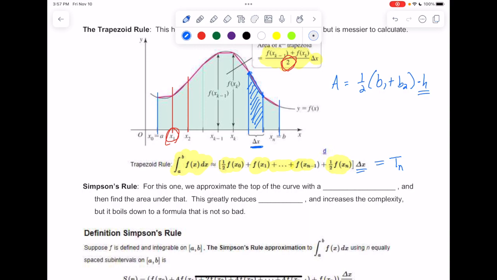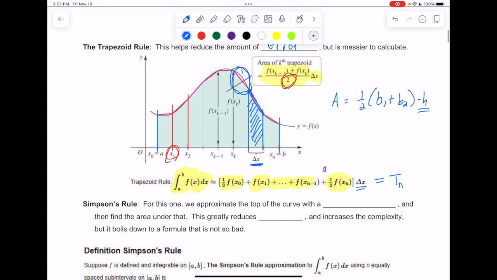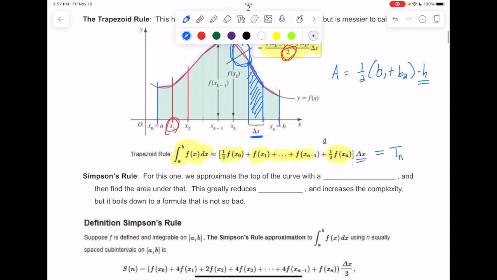But the curve has some concavity to it. It's bending, right? So if you look at sections like right here, there's a decent gap between the slanted line drawn in red and the black surface of the curve. And that's caused by the graph being concave down there. So if we could match it with something that had some concavity, maybe we would have less error. That's the idea of Simpson's rule.